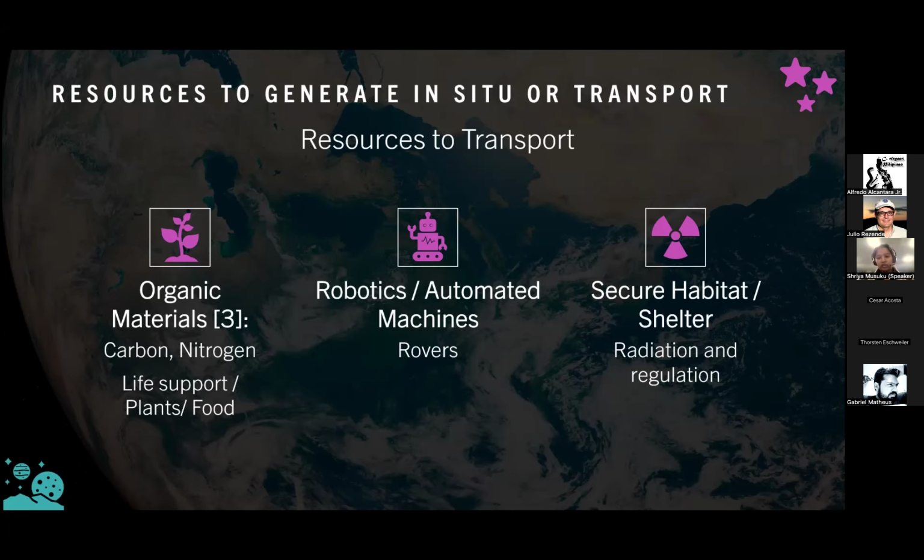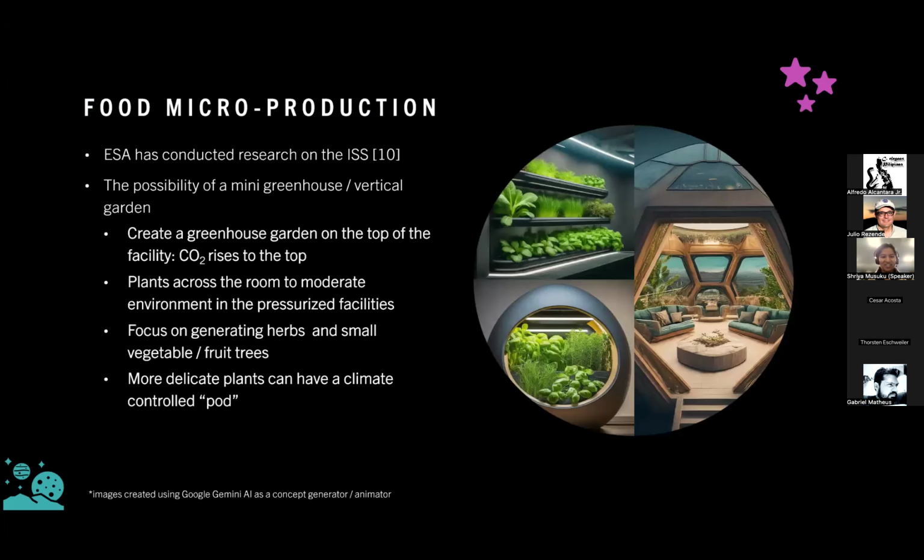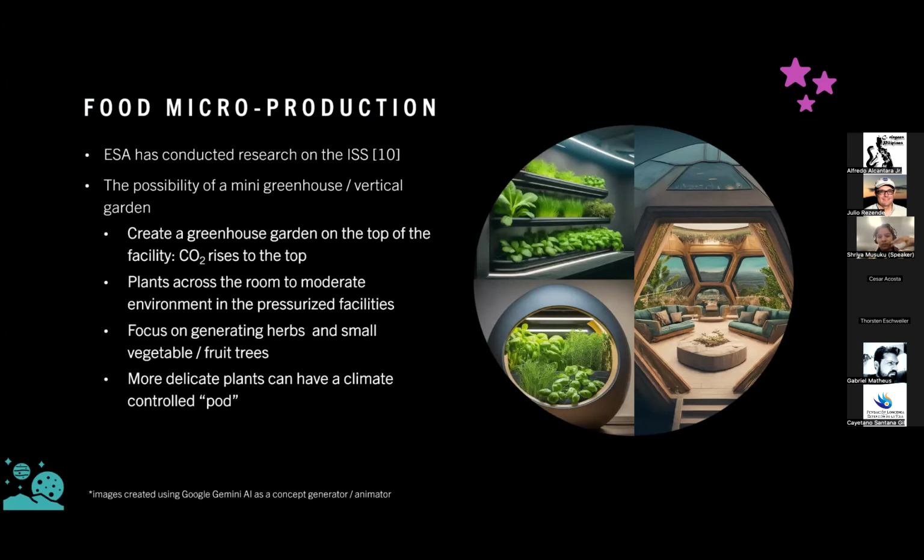With that, we also need secure habitats and shelter. So that's really our focus of the presentation. So I'm going to move back into that part of it. In our shelters, we also need to include food microproduction, and I was thinking about how we do that. The best way is to create a greenhouse garden where the carbon dioxide rises to the top if we can keep our pod insulated and located on the surface. With that, I feel like that's one really great way to maintain oxygen at the bottom. And as the carbon dioxide rises, you can capture it back and recirculate the air. So that's one thought with the densities of oxygen and CO2.